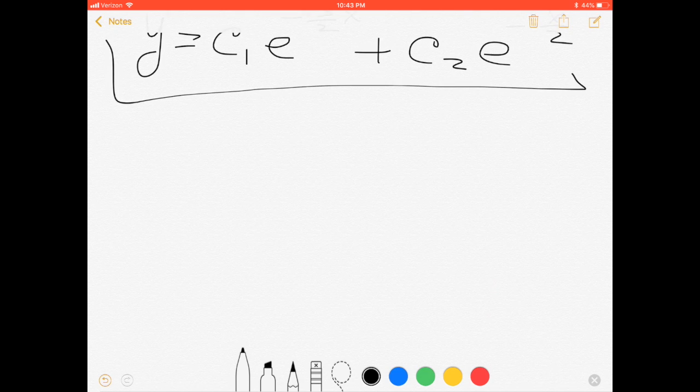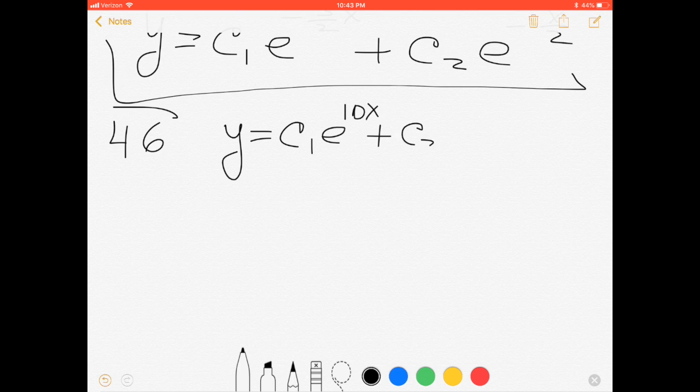Number 46. Here is the opposite. Oh, I say 46, but I write 48. Okay, it's no big deal. 46. Here we have the general solution, y equals c1 e to the 10x plus c2 e to the 100x, and we need to build the differential equation whose general solution we have.